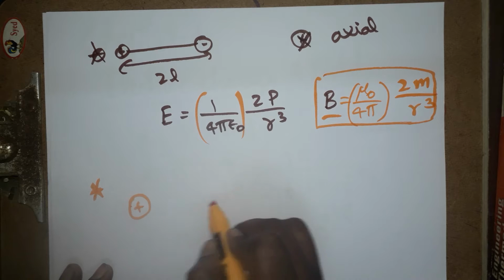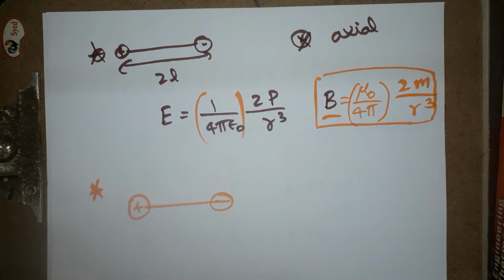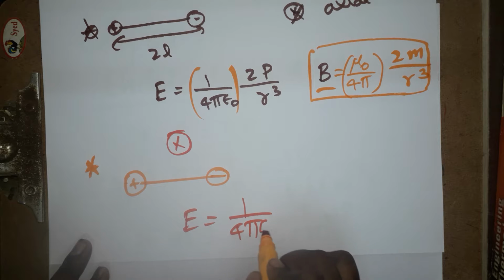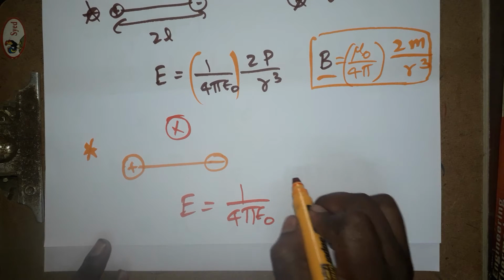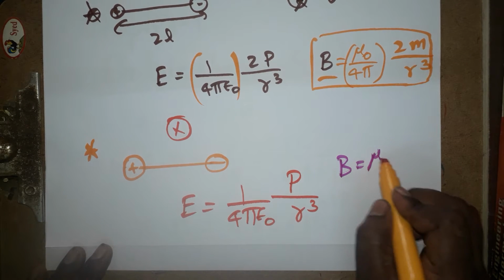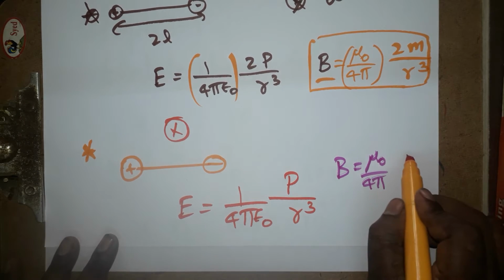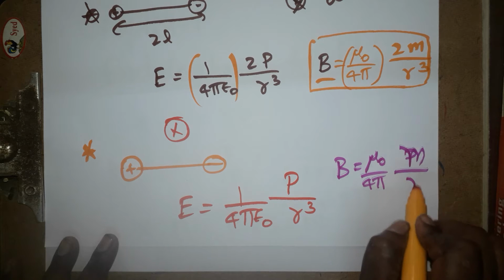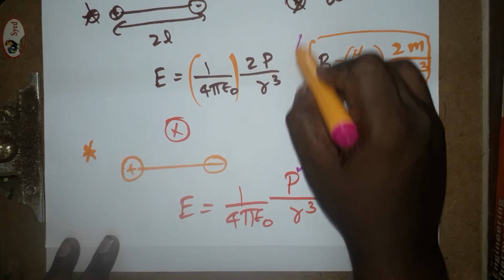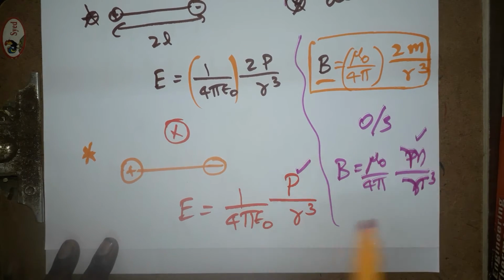Another formula: I have another electric dipole, and I place the equatorial line. What is the electric field at the equatorial line? E is equal to 1 divided by 4 pi epsilon naught times p divided by r cube. Now I have the equatorial line electric field also. If you want the magnetic field at the equatorial line, it's very simple. B is equal to mu naught divided by 4 pi times m divided by r cube, because p is the electric dipole moment, m is the magnetic dipole moment. The magnetic field is out of syllabus, they have removed it now as a portion.